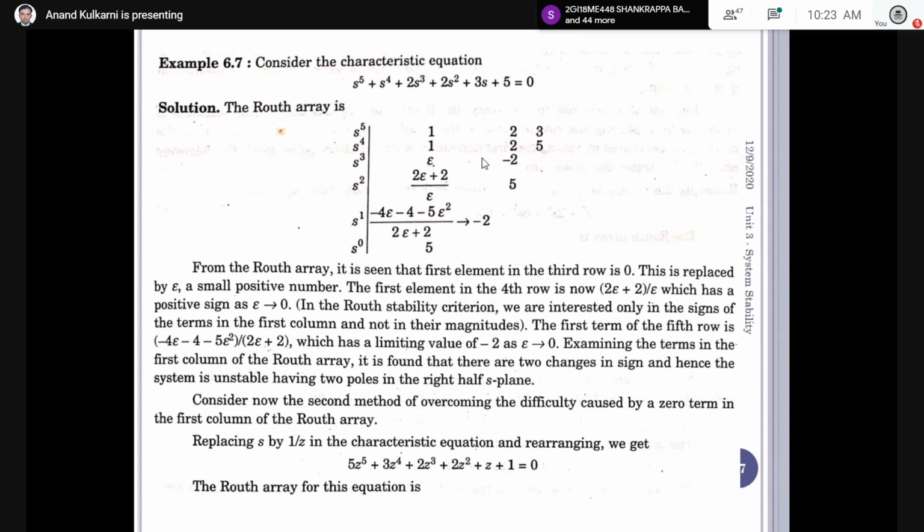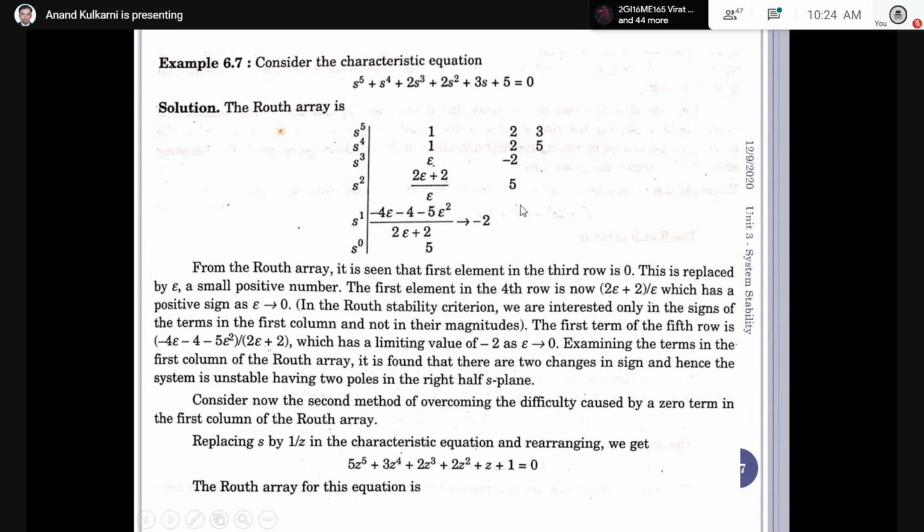To overcome this difficulty, I will put a small positive quantity epsilon here, which is not 0, but we'll evaluate as epsilon tending to 0. If you put epsilon here, then you proceed as usual. Epsilon into 2 is 2 epsilon, minus of minus plus 2 divided by epsilon. This is the first term. Second term is epsilon into 5, that is 5 epsilon, minus 0 divided by epsilon. So 5 epsilon divided by epsilon is 5. This is the next term.